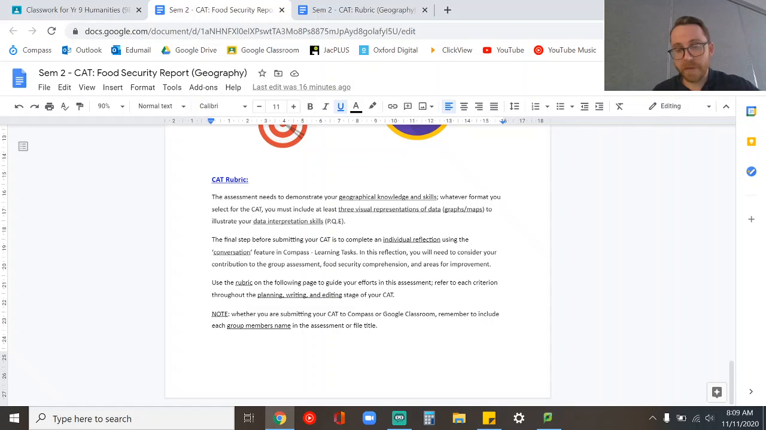It's not actually on the following page. It's a separate file because I couldn't get Google Docs to do a landscape page next to a portrait page. Anyway, use the following rubric to guide your efforts in this assessment.